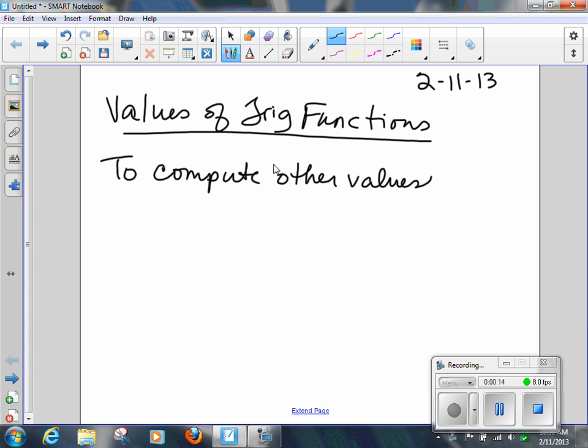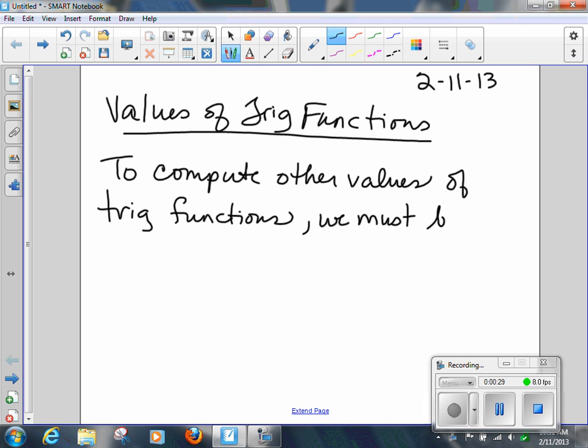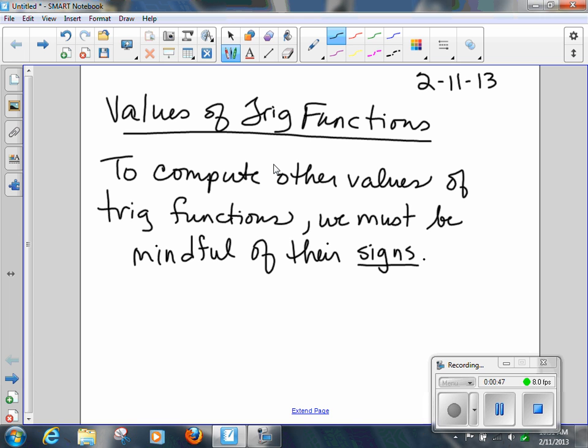To compute other values of trig functions, we must be mindful of their signs. They're S-I-G-N signs, not the S-I-N-E, okay? We're talking about whether they're positive and/or negative.